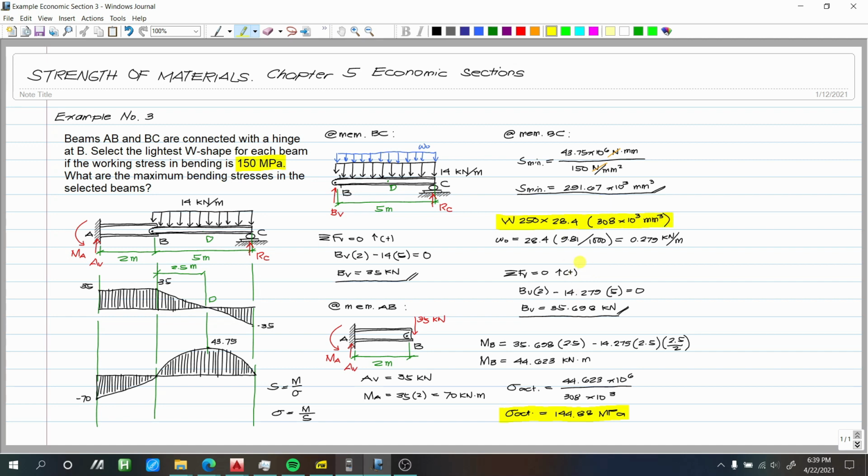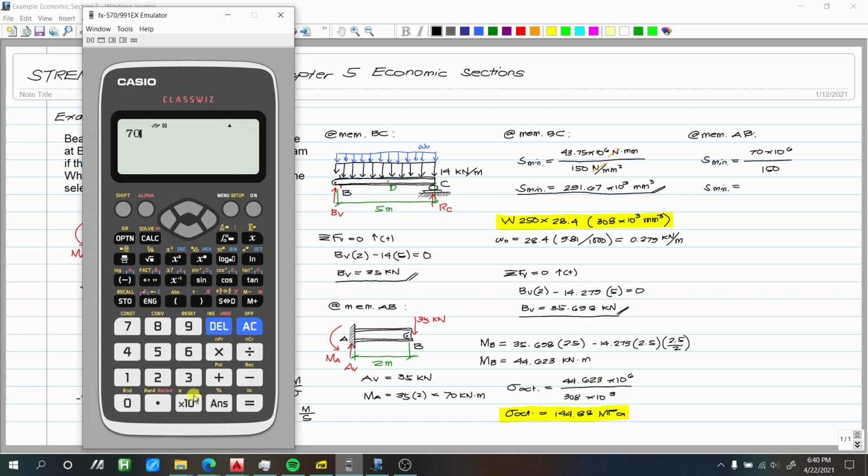So sa member naman AB, siyempre kukunin natin yung ating S minimum. So yung S minimum natin is equals to moment. Ang maximum moment natin is yung 70 kilonewton meter. So 70 times 10 raised to 6 over allowable bending stress, that is 150. So yung ating S minimum for member AB is 70 times 10 raised to 6 over 150.